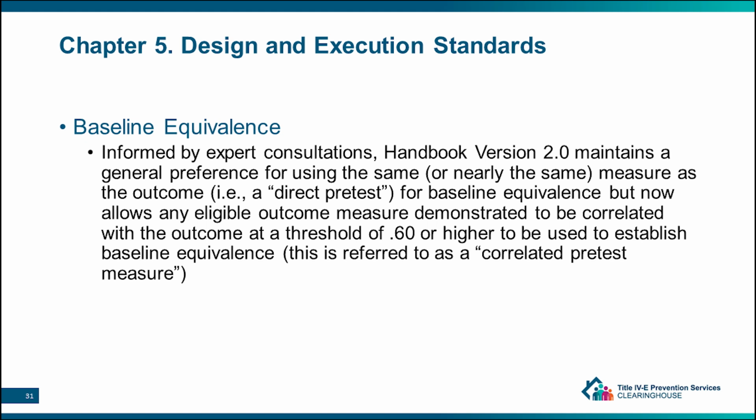Informed by expert consultations, Chapter 5 of the Handbook version 2.0 maintains a general preference for using the same or nearly the same measure as the outcome, that is, a direct pretest, for baseline equivalence, but now allows any eligible outcome measure demonstrated to be correlated with the outcome at a threshold of 0.60 or higher to be used to establish baseline equivalence. This is referred to as a correlated pretest measure.